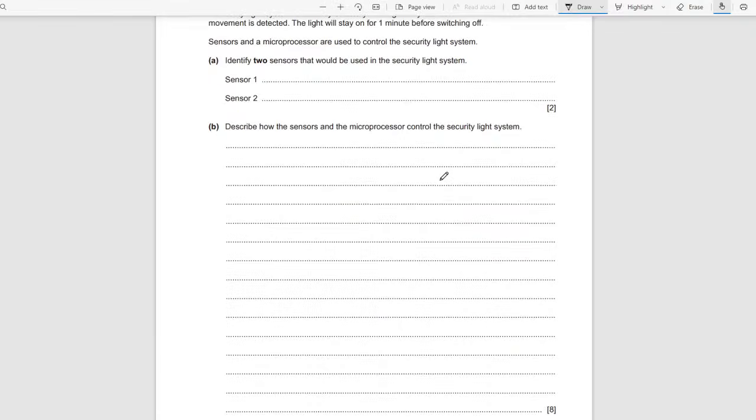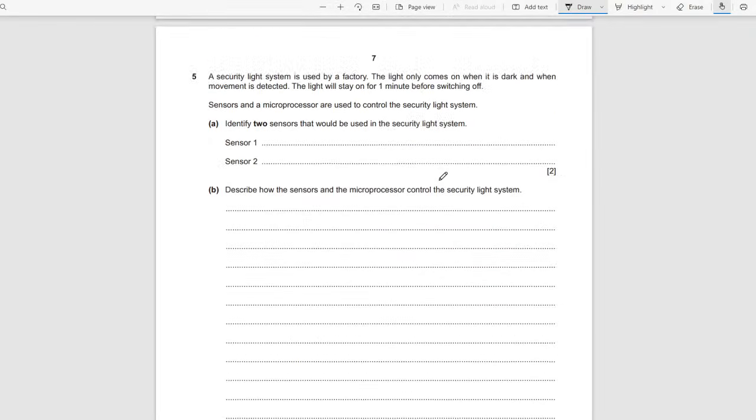So yeah. Easy question. Number 5, it says a security light system is used by a factory. The light only comes on when it is dark, and when movement is detected, the light will stay on for 1 minute before switching off. It then says sensors and a microprocessor are used to control the security light system. Identify 2 sensors that would be used in a security light system.